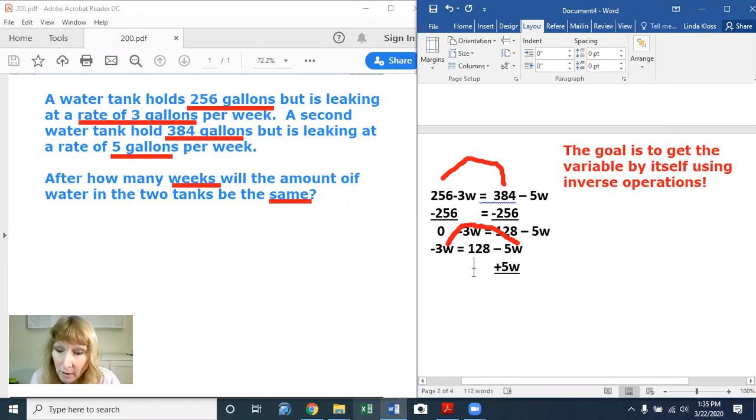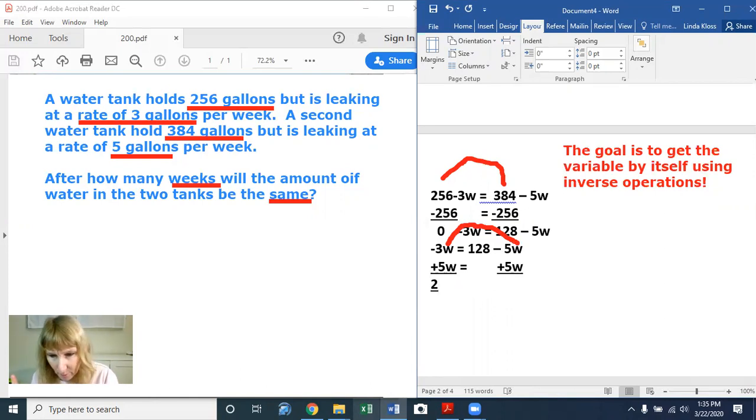But I can't just do that to one side of the equals. I need to do it to both sides so that the equation will stay balanced. So I'm going to add 5w to the left side of the equals, trying to line it up. There we go. Put a line under that. And we now have negative 3w and positive 5w. What is that going to give us?